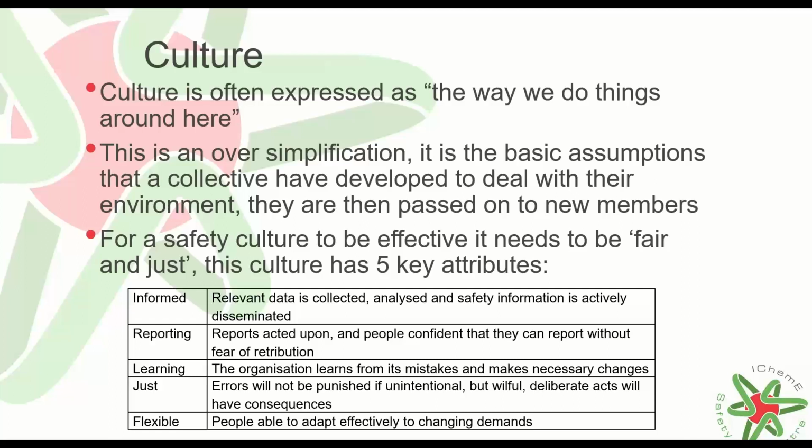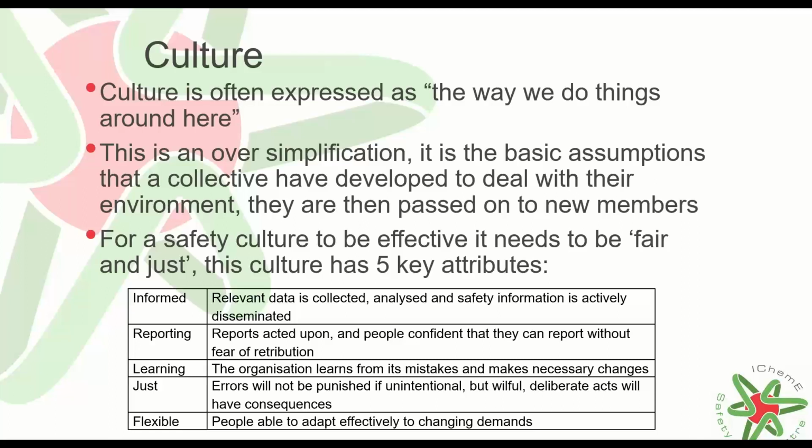Professor James Reason did a lot of work in this space, and he actually defined 5 key attributes to a fair and just culture. And they're important things to think about how they apply in your organisation. So it needs to be informed, where relevant data is collected, analysed, and safety information is actively disseminated. So no one's afraid of information or sharing information. That's reporting. So reports are acted upon, and people are confident that they can report without fear of retribution. So am I going to get punished if I report this? If I'm going to get punished if I report it, I'm not going to report it.